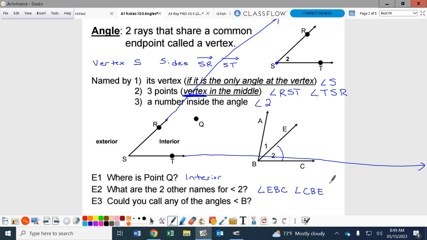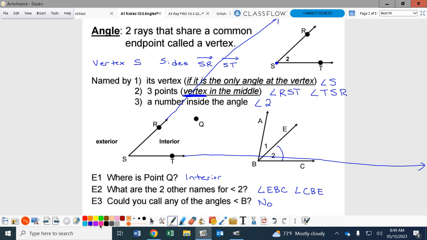Very good. You can name it forward or backwards, but B must be the middle letter. You cannot call it angle B. Why can you not? It says, could you call any of these angles angle B? The answer is no, but why not? Yeah, because there's more than one angle there. There's 2 angles at angle B. There's actually 3.